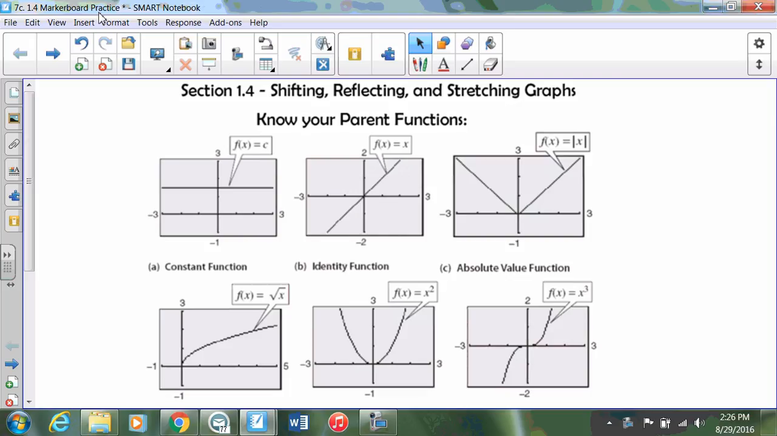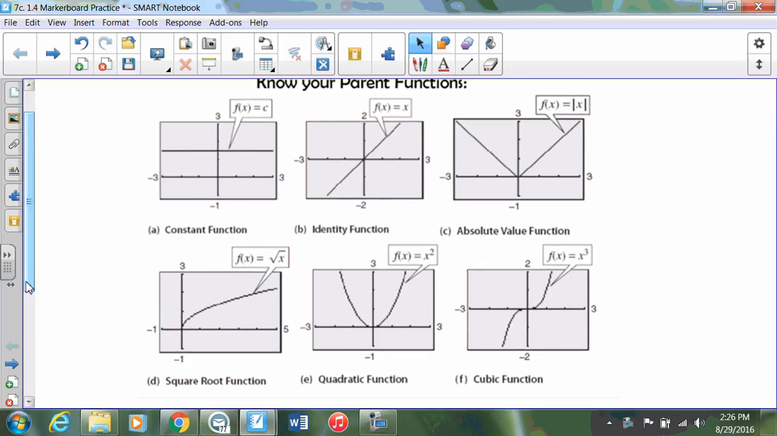What you see on your screen right now are all the parent functions that you need to have memorized if you don't already. With the exception of the constant, that's pretty much a linear, so the first two pretty much go together. But you need to know that an absolute value looks like a V and that the square root function looks like it does. Same thing with quadratic and cubic functions.